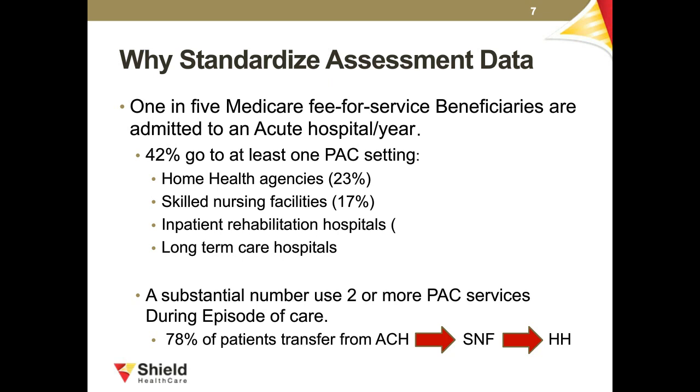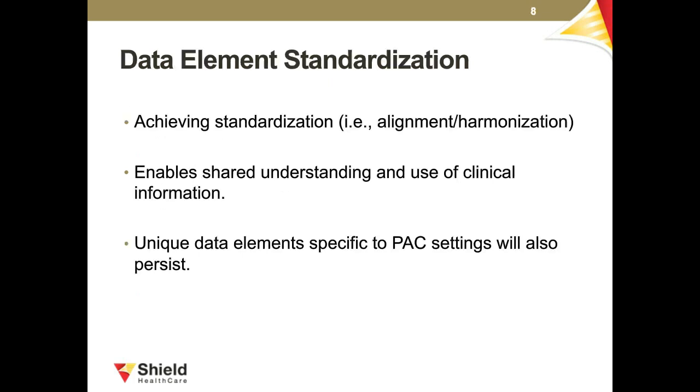But patients also can go to more than one setting following their hospitalization. For instance, it should be 7.8%, not 78%. So 7.8% of patients transfer from acute care to skilled nursing facility and then to home health. That's probably the most common of the transfers, but we can see that the biggest volume, therefore, is on skilled nursing and on home health and what's going on.